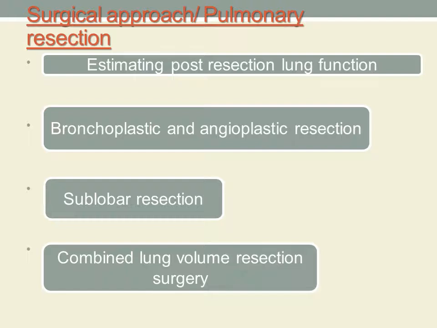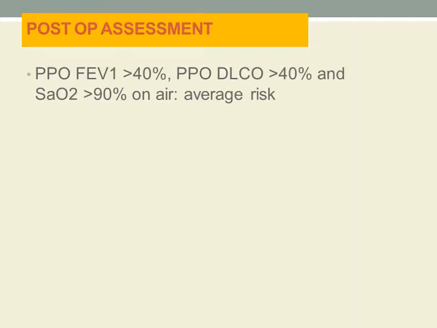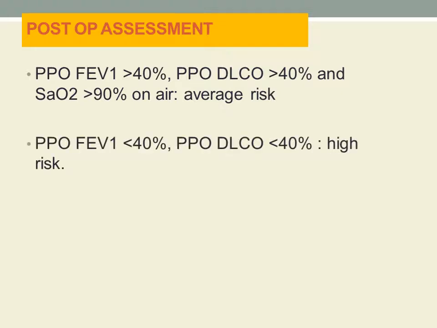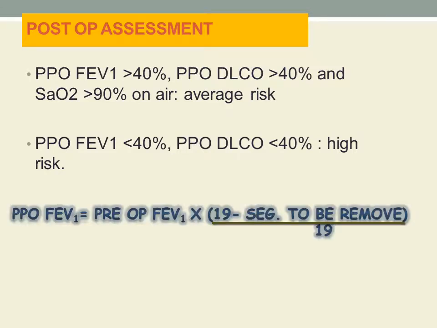So, estimating the postoperative lung function: lung resection, bronchoplastic, angioplastic resection, sublobar resection, combined lung volume reduction. A postoperative FEV1 of more than 40%, with PPO DLCO of more than 40 and SaO2 of 90, is average risk. PPO FEV1 of less than 40 and PPO DLCO of less than 40 is high risk. PPO FEV1 is equal to pre-op FEV1 times (19 minus segments to be removed) divided by 19.